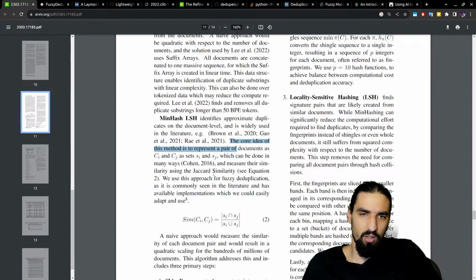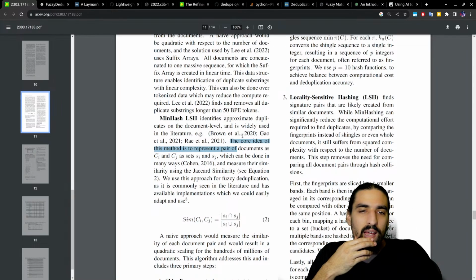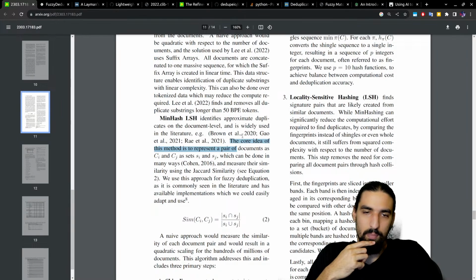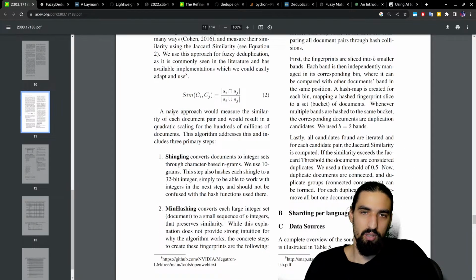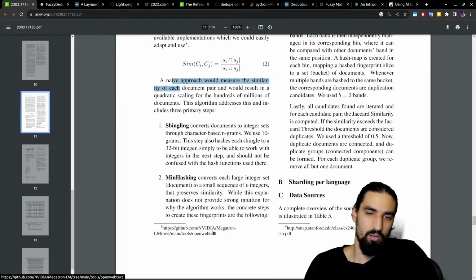The core idea of this method is to represent a pair of documents, Ci and Cj, as sets Si and Sj, which can be done in many ways, and measure their similarity using the Jaccard similarity. We use this approach for fuzzy dedup as it is commonly seen in the literature and has available implementations which we could easily adapt and use. Number 8. I'm gonna check it out.